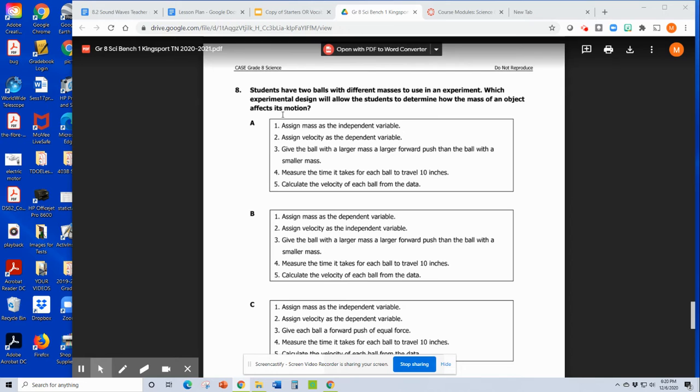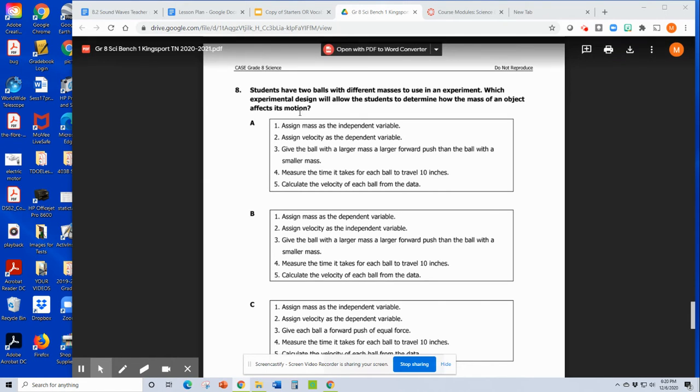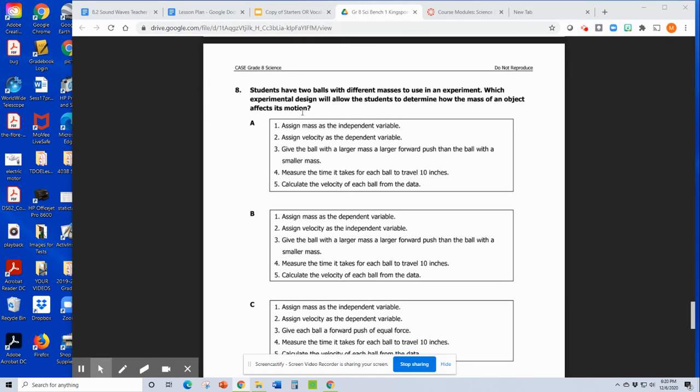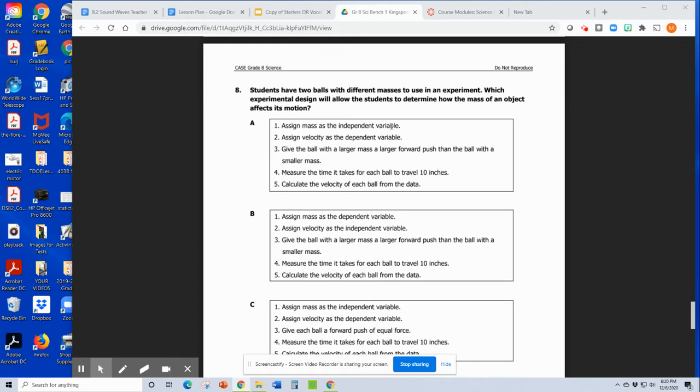And then the dependent variable is what you measure or record at the end of the experiment. So I'm going to record or measure something that has to do with motion. I don't know yet. I haven't read the answer choices, but I know that mass of the balls is my independent variable. So answer choice A says assign mass as the independent variable, assign velocity, and I know that's speed with a direction, as the dependent variable. So it could be A.